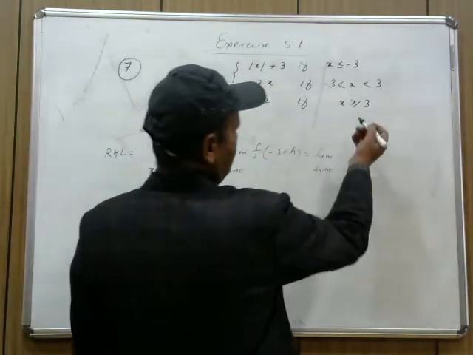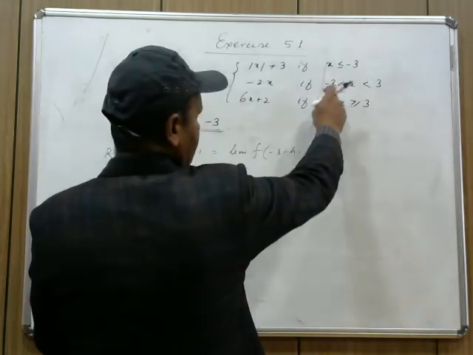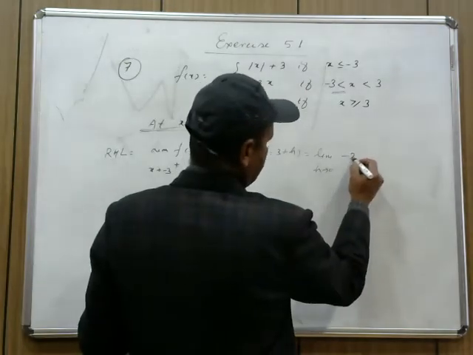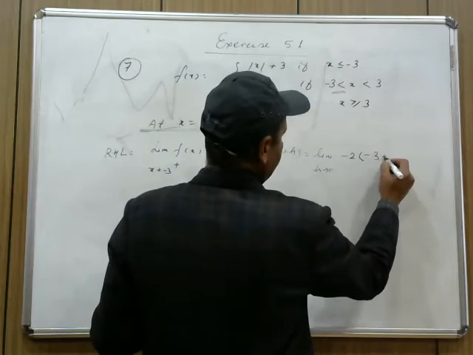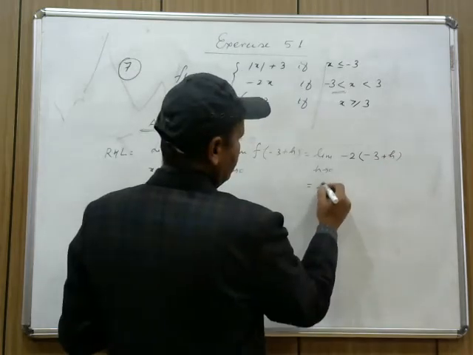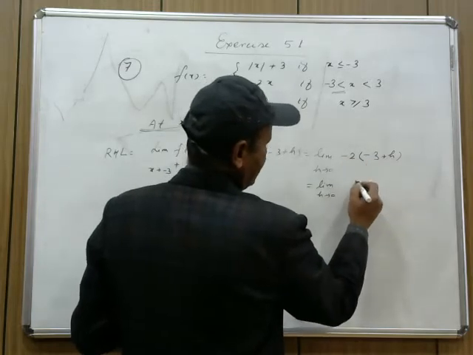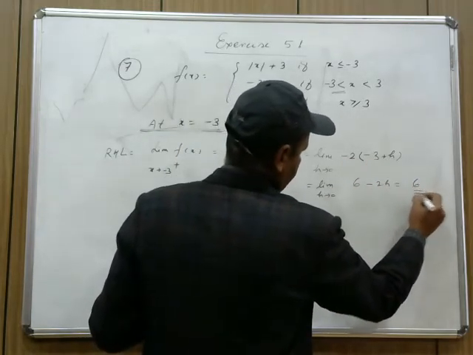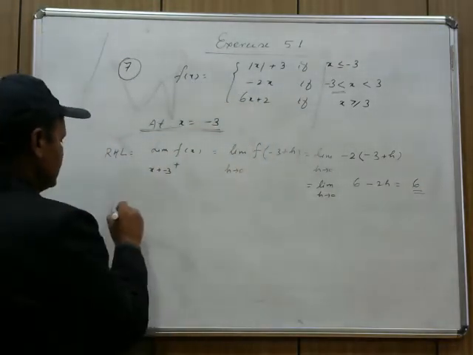See now, which function do we have? This one. x is greater than minus 3. When x is greater than minus 3, then what will I use? Minus 2x. Then I will write minus 2 in place of x. I will write minus 3 plus h. And that will give you limit as h tends to 0 of minus 2 into (minus 3 plus h), that is 6 minus 2h, and that is equal to what? 6. Right? Now LHL.